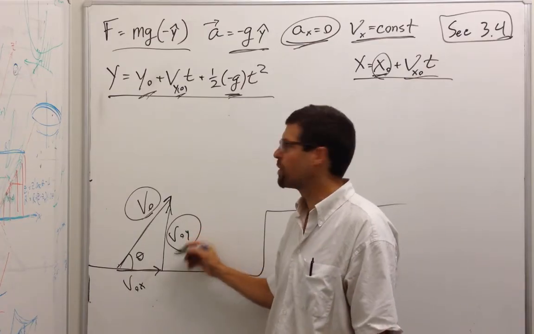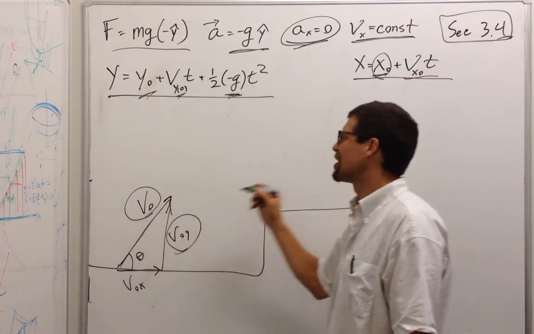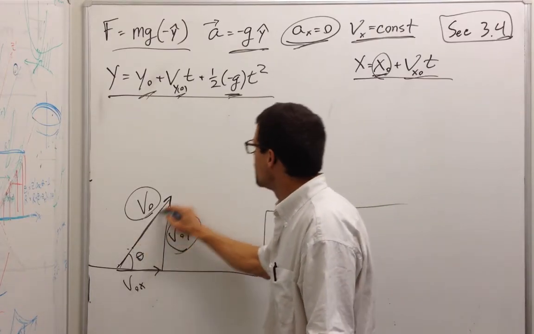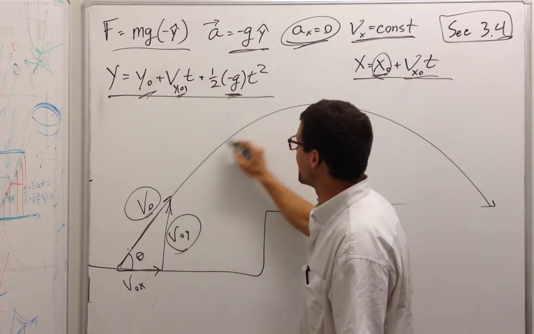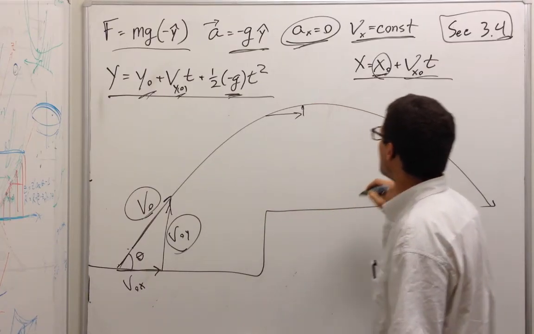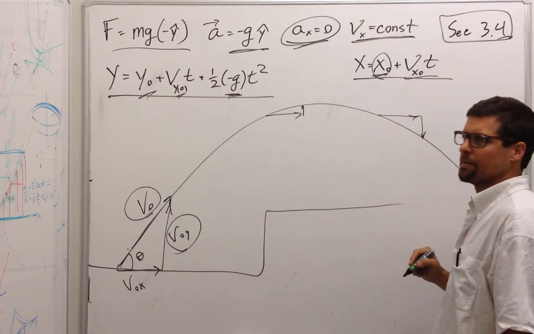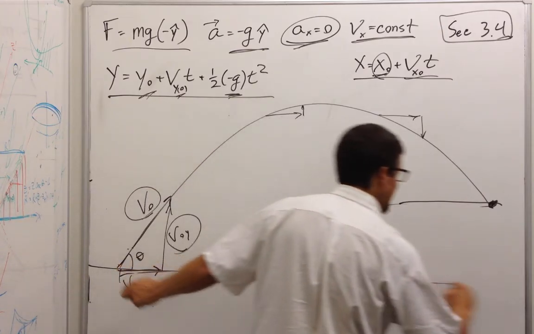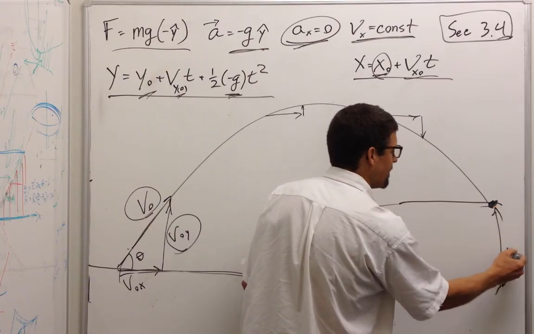So you find its displacement in the y direction goes up and down. And in the x direction, it just moves along at constant velocity. And you add those together, and you get a trajectory that looks like this, and a velocity at any given time that has the same x component, but a smaller y component, and then a larger y component in the other direction. And when it hits the ground, it's moved some distance x in this direction, and some distance y in this direction.